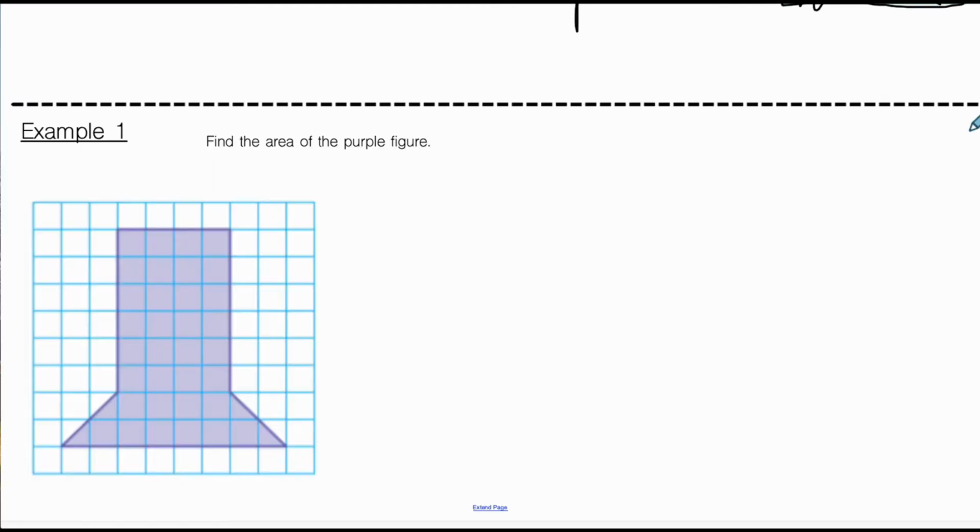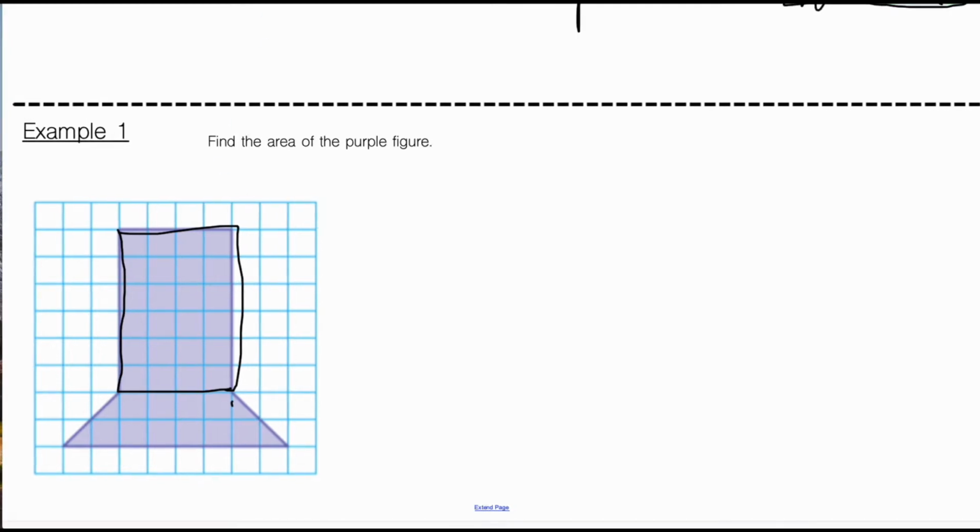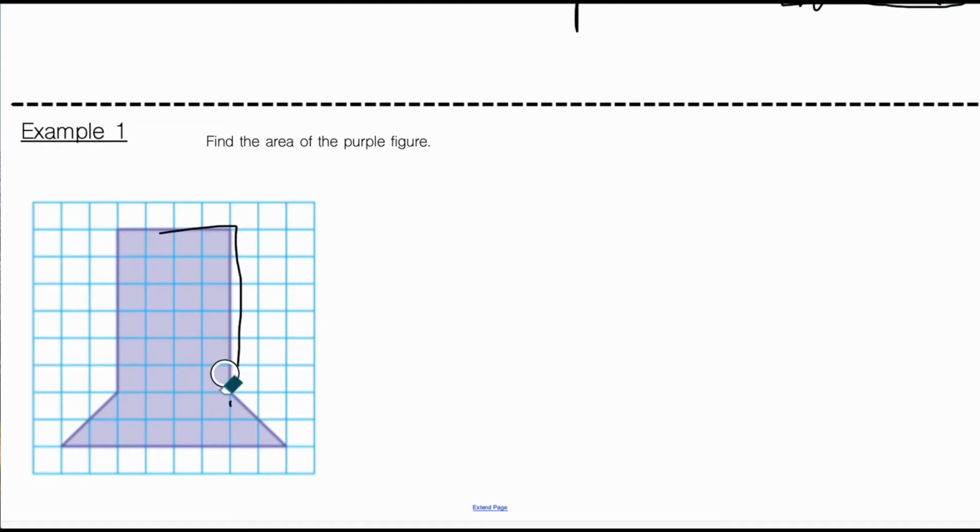So let's do an example. Here we've got a purple figure. I don't know what it is. It's a composite figure. What's it composed of? So step one, figure out what shapes you're working with. For me, if I drew a line right here, I'd have the makings of a rectangle on top, and then on the bottom I'd have a trapezoid. This problem's interesting because there are no measures given to you. It's actually drawn on a piece of graph paper, so we need to come up with our measures by counting the units.